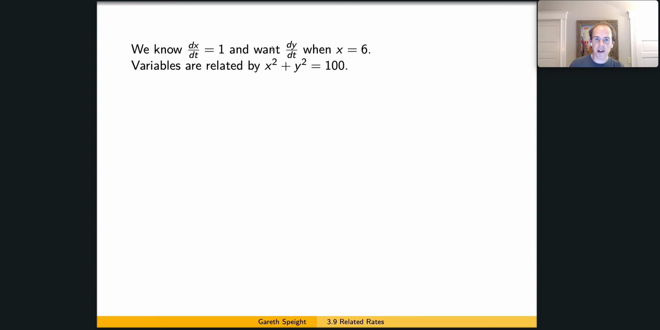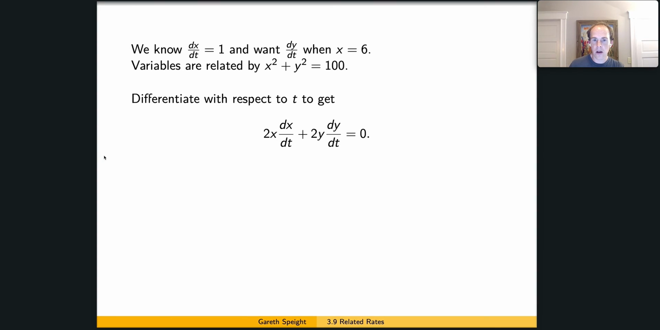So let's differentiate both sides of this equation with respect to time. So we get 2x dx/dt plus 2y dy/dt equals 0. And now that we have this equation, we have to sub in all the information we have. So notice the order: we first write down our equation, then we differentiate, and then we only sub in after that. If we sub in dx/dt equals 1, because that's always the same, we get 2x plus 2y dy/dt equals 0. So dy/dt is going to be minus x divided by y.